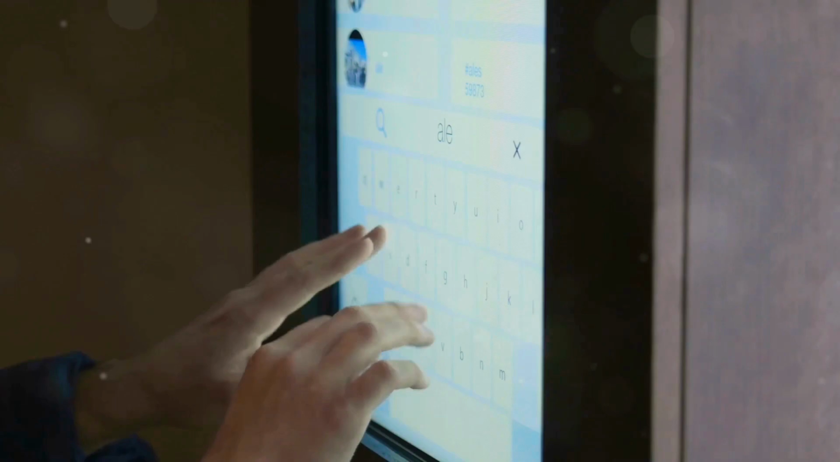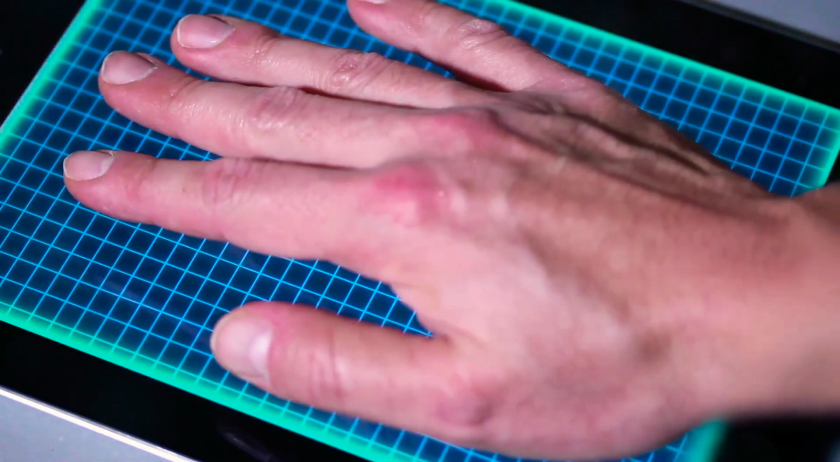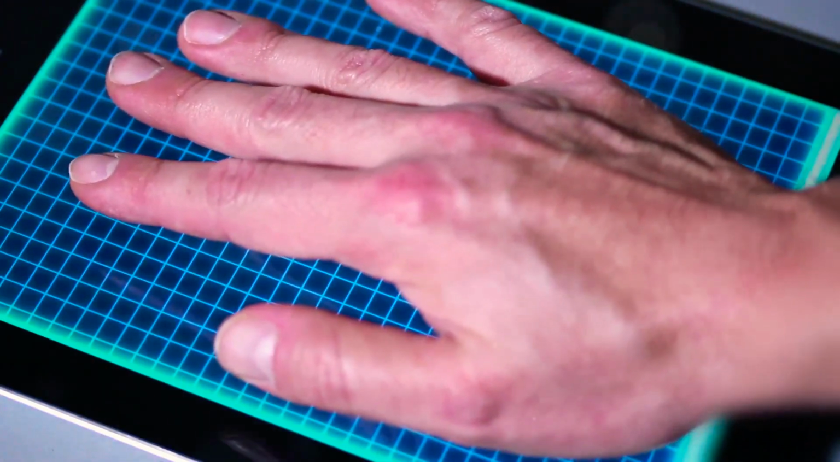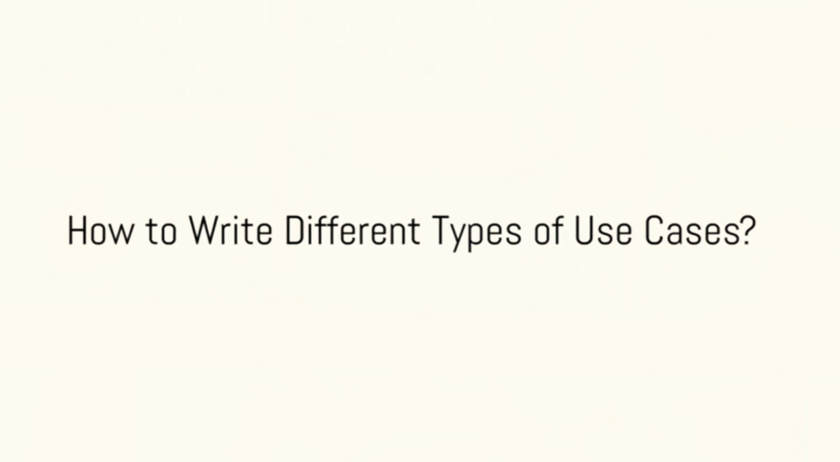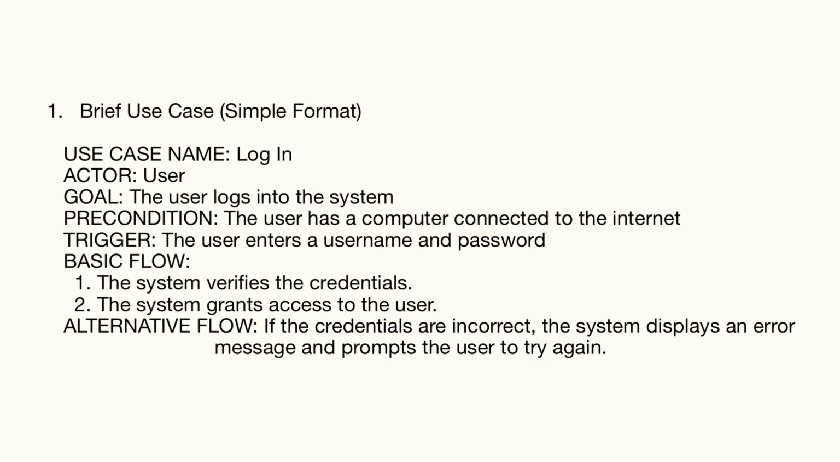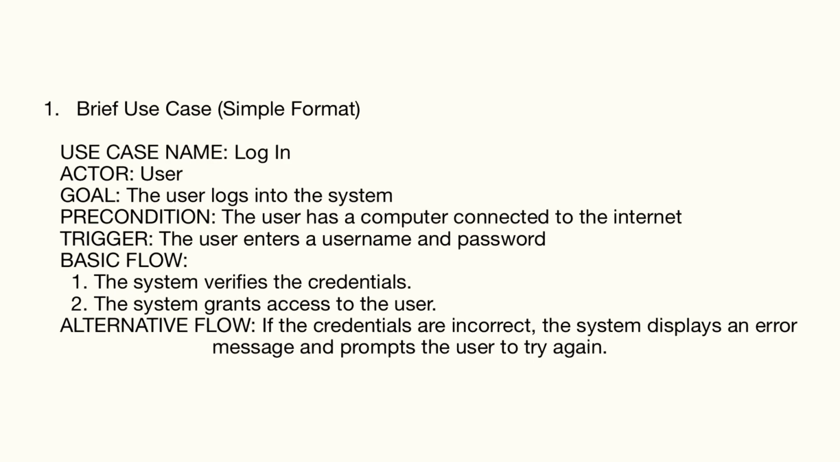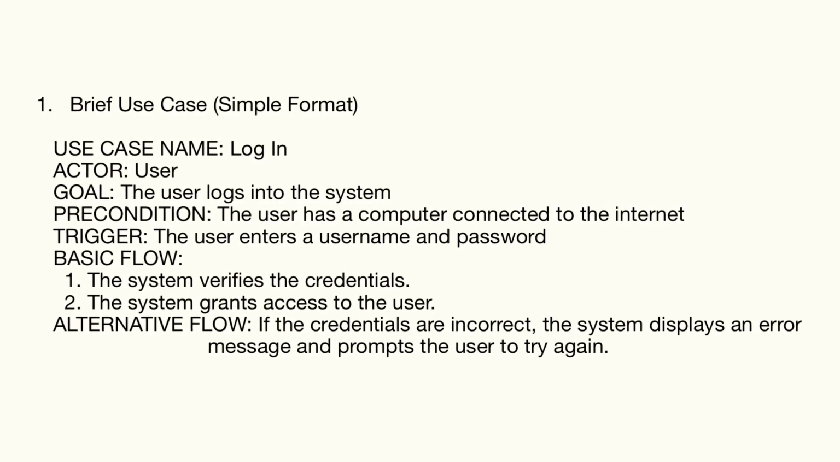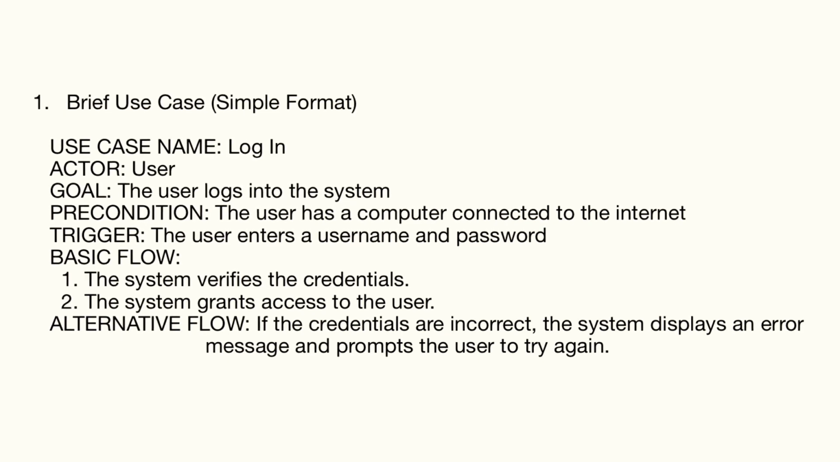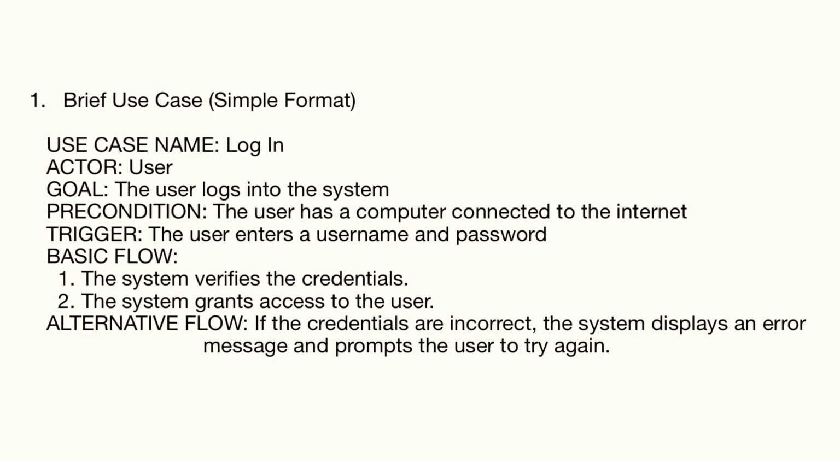Use cases can be tailored to fit different levels of detail depending on the audience and the complexity of the scenario. A brief use case provides a high-level overview, while a detailed use case offers a comprehensive description, including alternative flows. Here's how a brief use case or simple format looks like. Use case name is login. Actor is the user. Goal is that the user logs into the system. Precondition is that the user has a computer or smart device connected to the internet. Trigger is when the user enters a username and password.